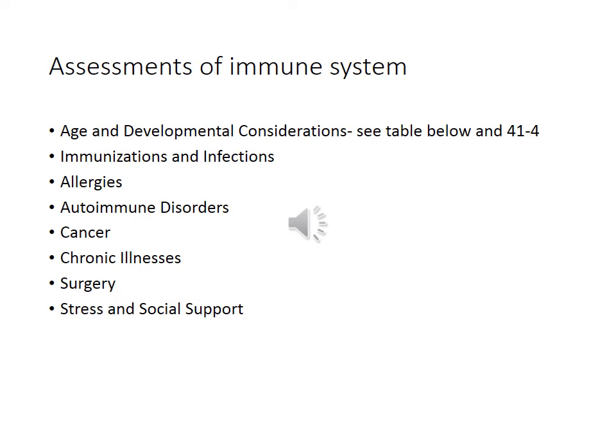Assessments of the immune system. You want to look at age and developmental considerations, immunizations and infections, allergies, autoimmune disorders, cancer, chronic illnesses, surgery, stress, and social support. Many diseases depend on chronic states of inflammation for progression. So, atherosclerotic disease needs inflammation, whereas osteoarthritis generates chronic local inflammation.